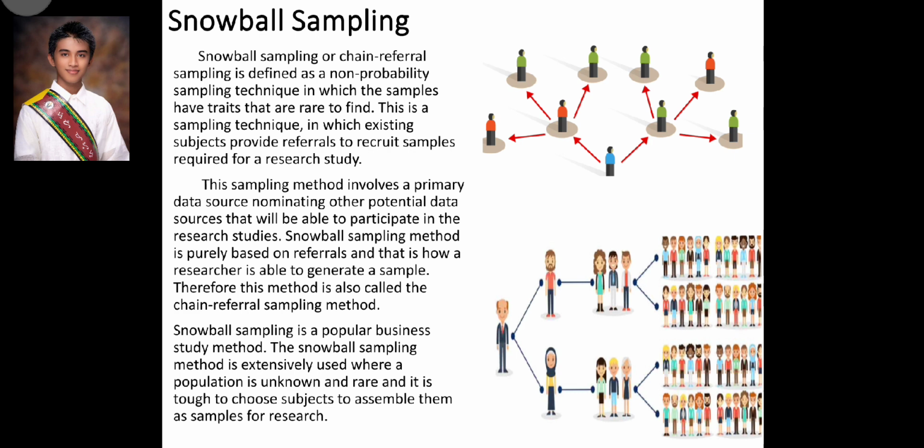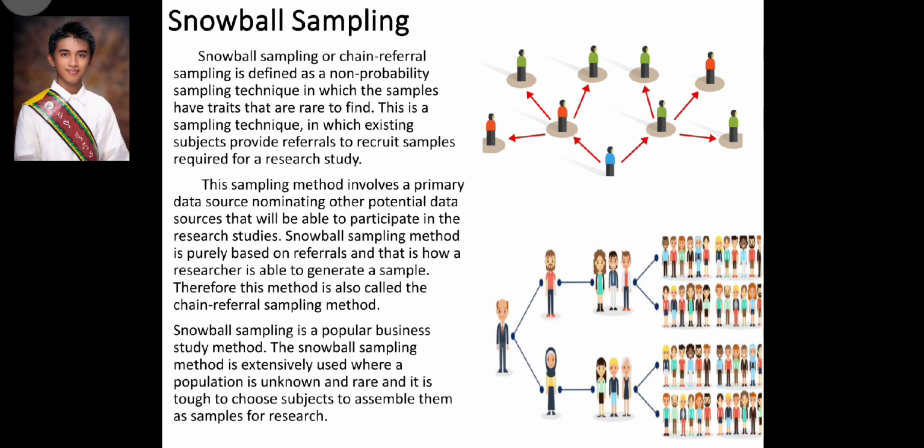Snowball sampling, or chain referral sampling, is defined as a non-probability sampling technique in which the samples have traits that are rare to find. This is a sampling method in which existing subjects provide referrals to recruit samples required for a research study. This method involves a primary data source nominating other potential data sources that will be able to participate in the research study. Snowball sampling is purely based on referrals; that is how researchers generate a sample.